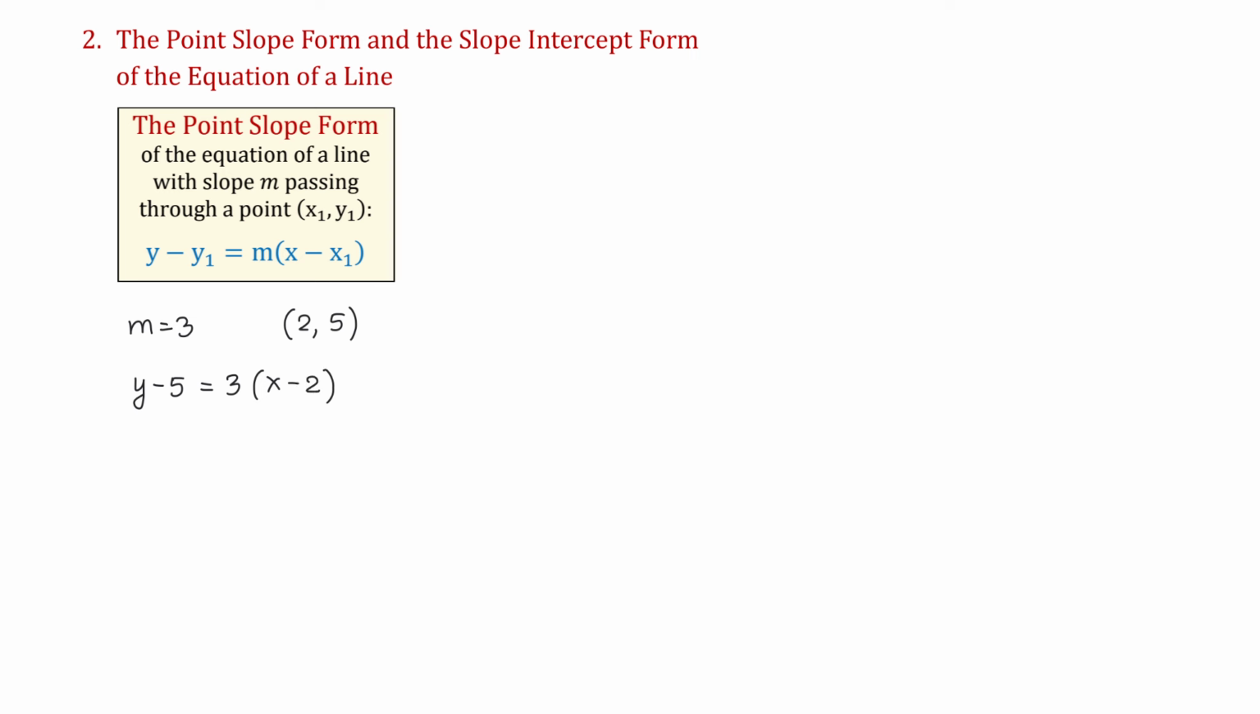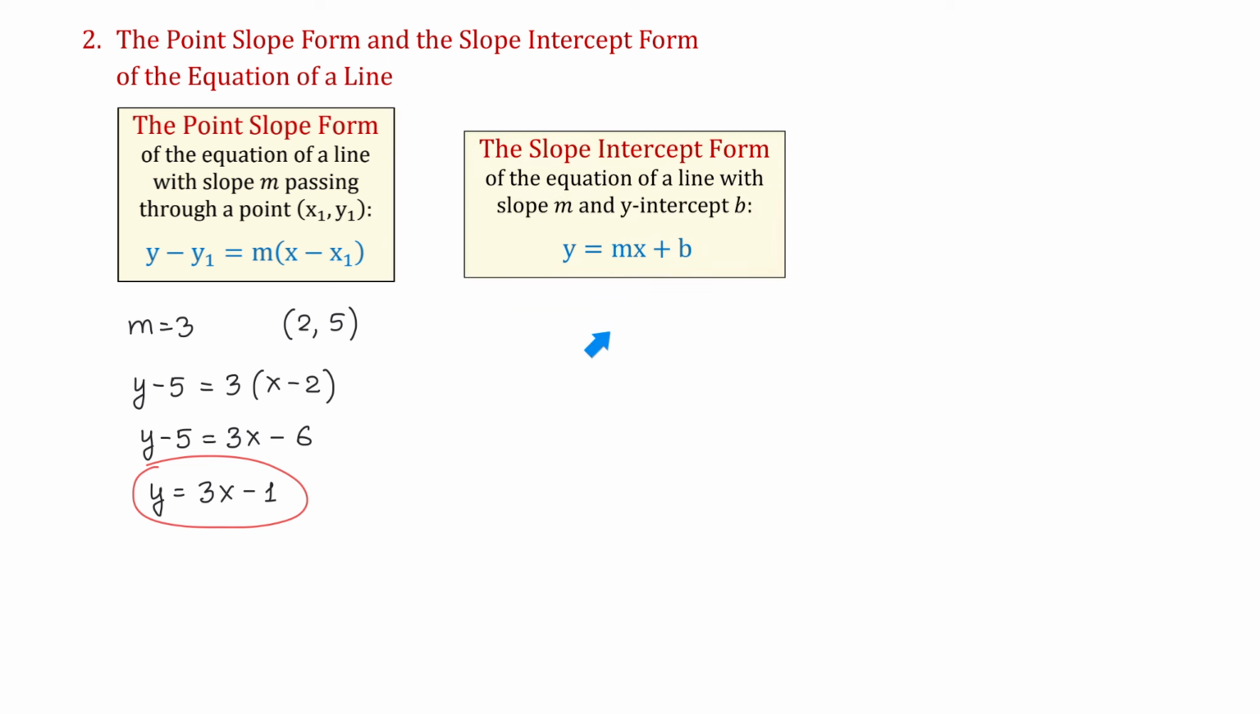We can also remove the parentheses and solve this equation for y. So we will have y minus 5 equals 3x minus 6. And if we add 5 to both sides, then y equals 3x minus 1. Now this form is called the slope-intercept form. And this form is y equals mx plus b, where m is the slope and b is the y-intercept.